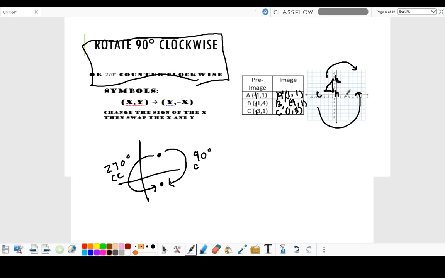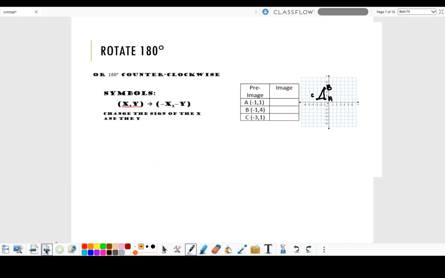Sorry, there's not a whole lot of space here. So we have 1 and 3. That was our C prime that we just got. 4 and 1 is our B prime. And then 1 and 1 is our A prime. Ooh, that is a mess, but you kind of got the idea of the shape. So it's really gone and fallen on its side. So that is 90 degrees clockwise.